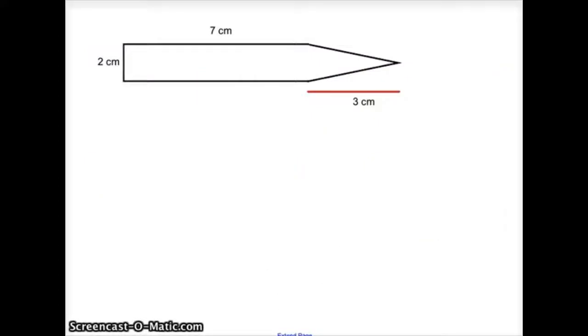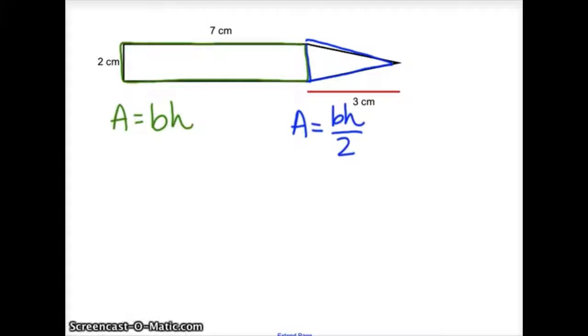Last one. So we have 2 different shapes. I hope that you can identify this triangle and that you can identify this parallelogram or this rectangle. So I need 2 formulas. The formula that I need for the parallelogram is base times height, and the formula that I need for the triangle is base times height divided by 2.